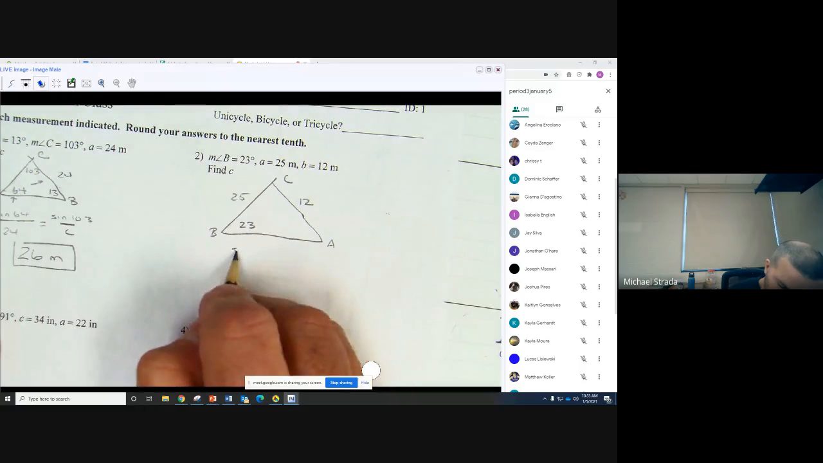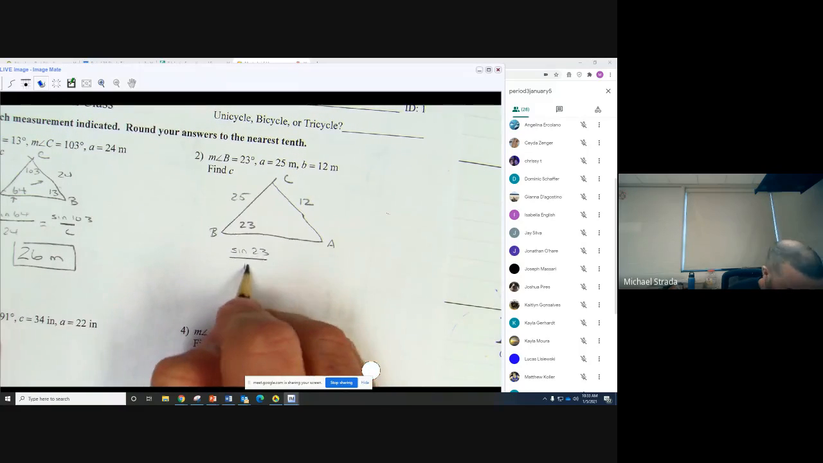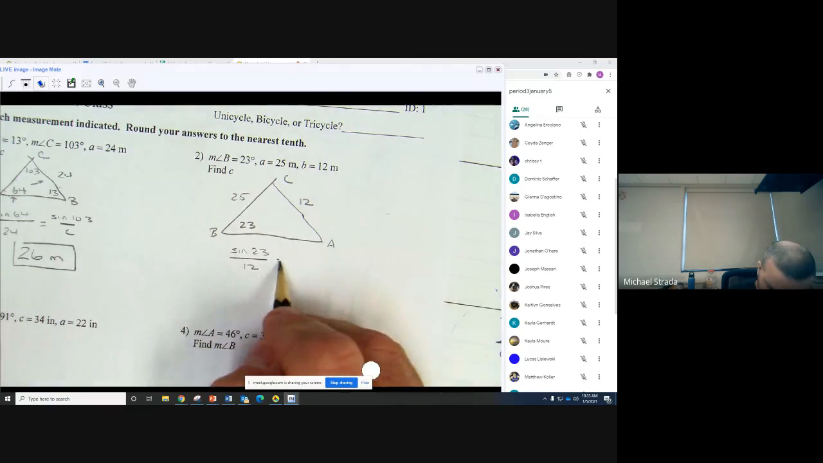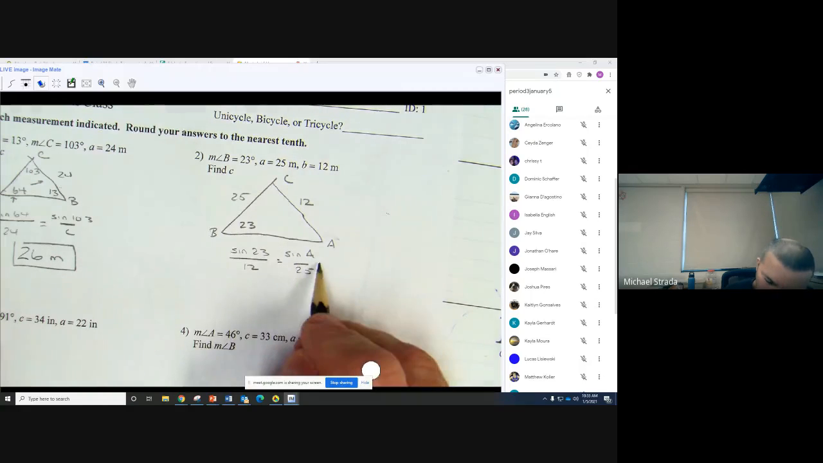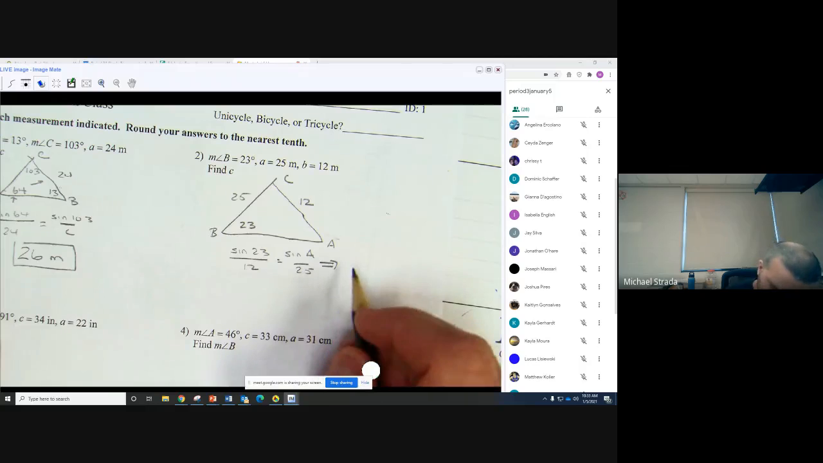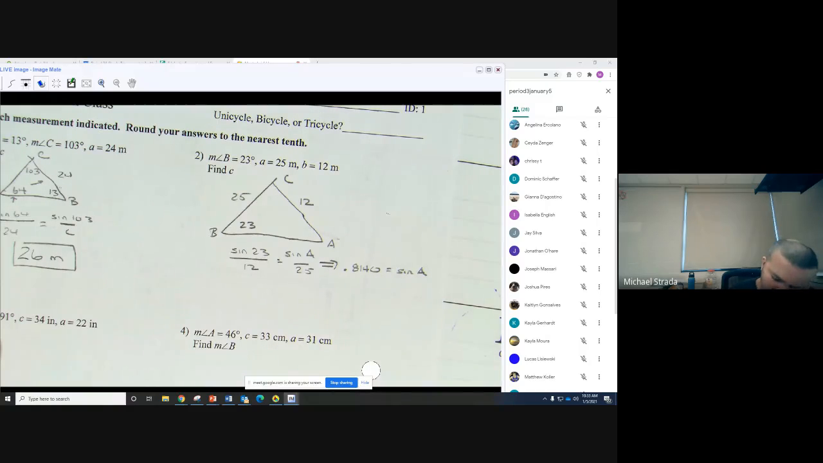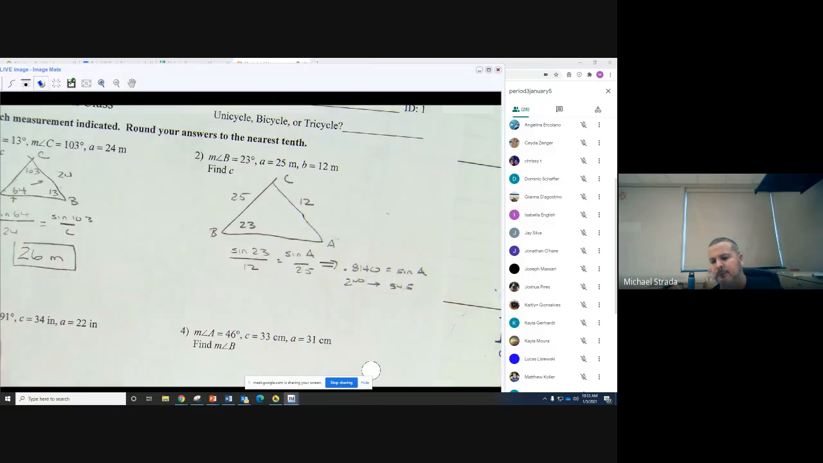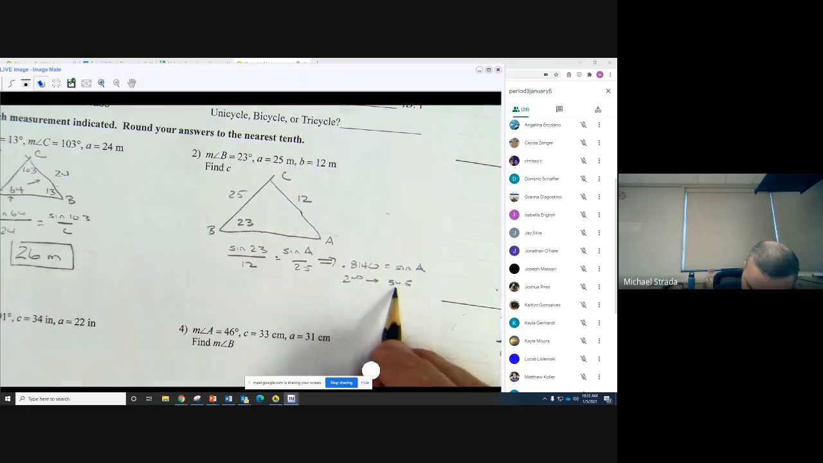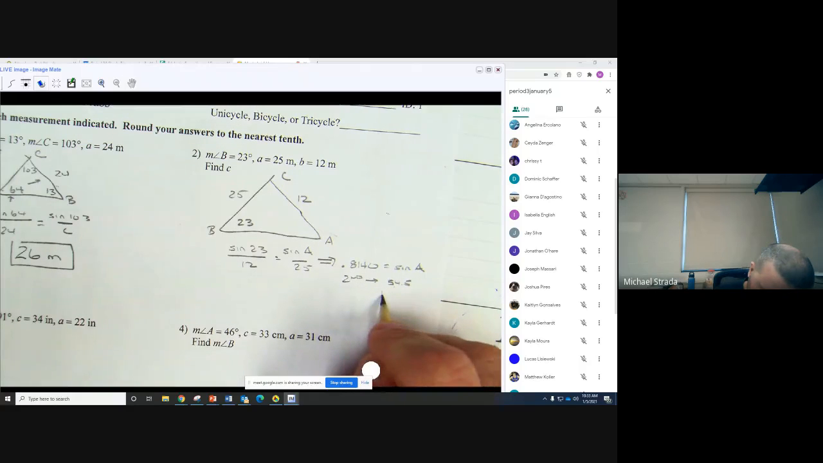B, the angle in the corner, the one they give me, sine 23 over the opposite side, which is 12, equals the 25, which is opposite A, so that's the sine of A. When I do all my cross multiplying, I have 0.8140, the sine of A. I then do inverse sine, and that gives me an angle measure of 54.5. I then automatically subtract that from 180, and I get 125.5.